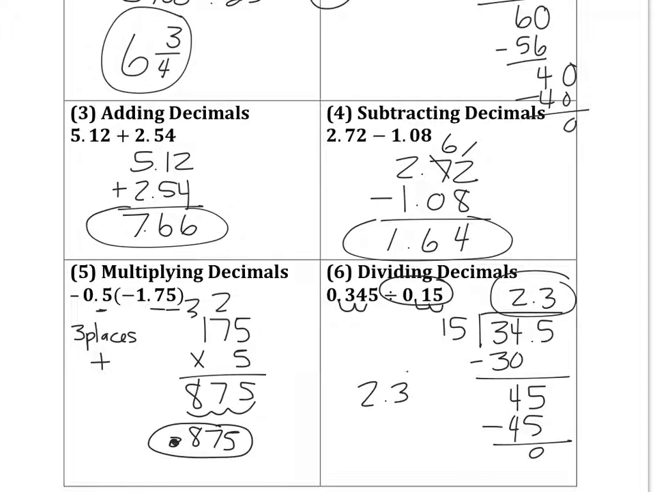Now, like in the multiplication problem, I had to put the decimal back in. You do not have to do that in the division problem. See those 2 decimal places? You don't have to put those back in because you already accounted for that. It's like you multiplied by 100 in both places.